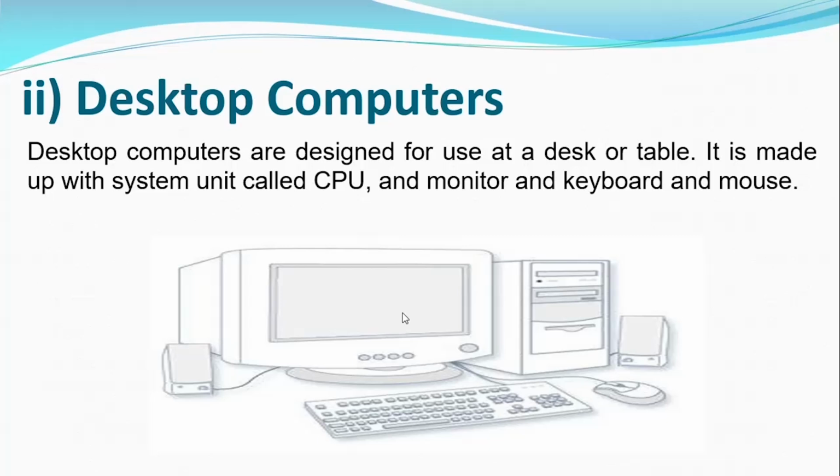Desktop computers are made up of separate components. The main component, called the system unit, is usually a rectangular case that sits on or underneath a desk. Other components, such as the monitor, mouse, and keyboard, connect to the system unit.